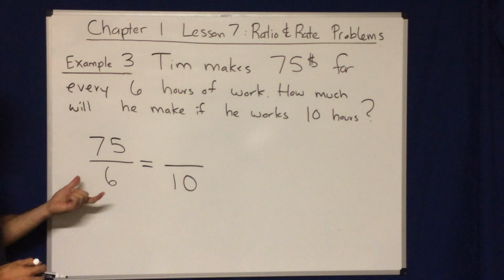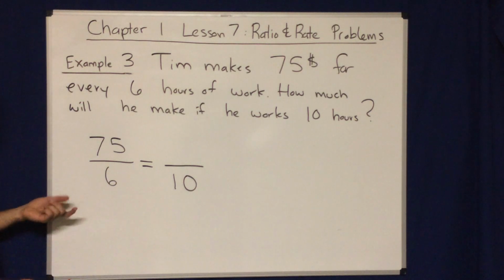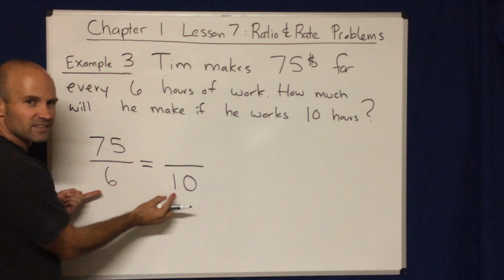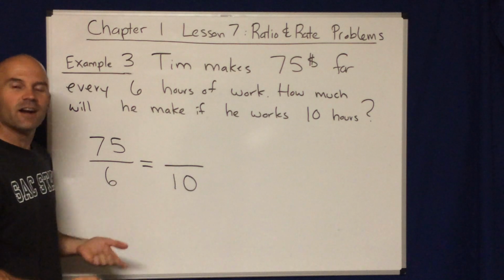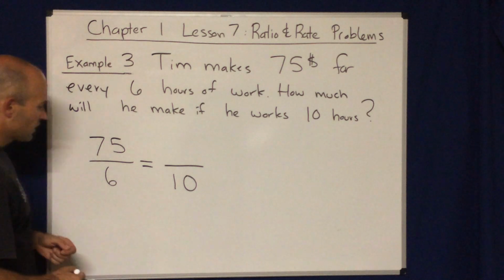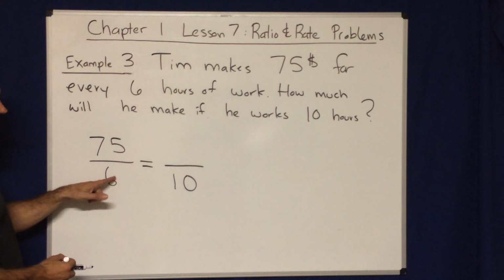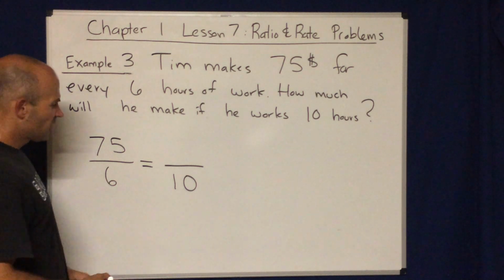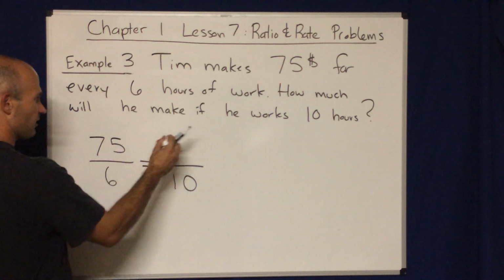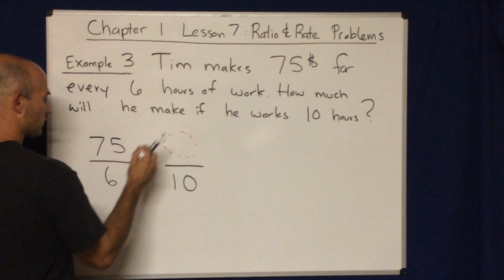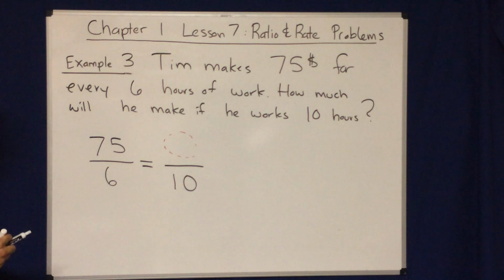And initially it might look like example 1 and 2. Oh, that's easy. I just figure out what I have to multiply 6 by to get 10. And that's where things become different. There's no whole number that I could multiply 6 by to get 10. So I have to think a little bit more creatively. Our goal is to figure out what's going on here.